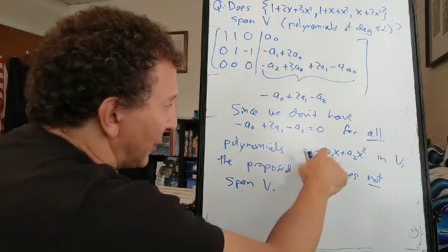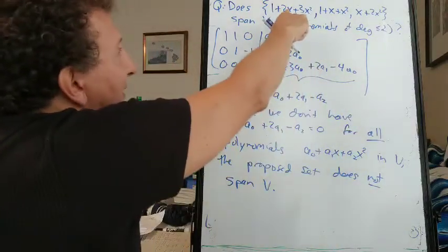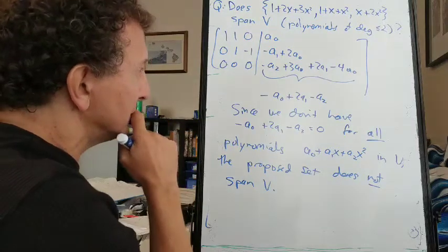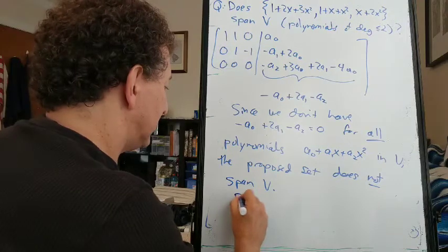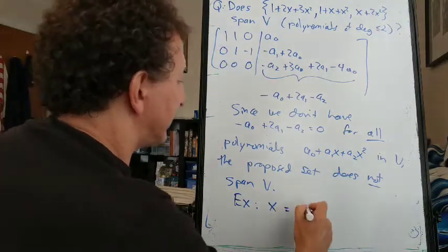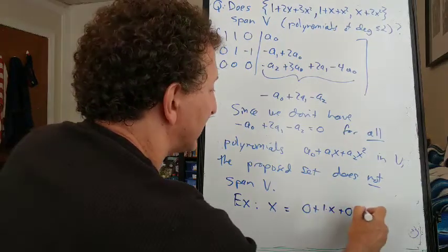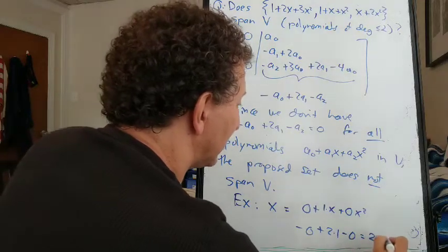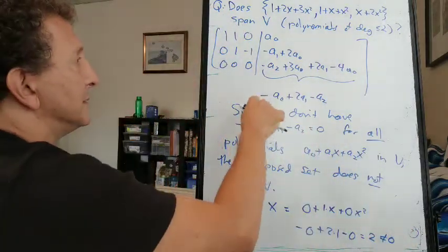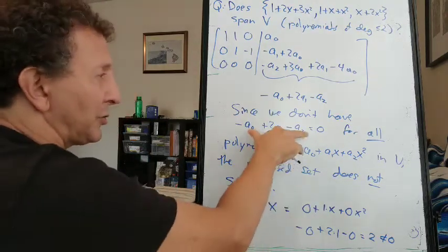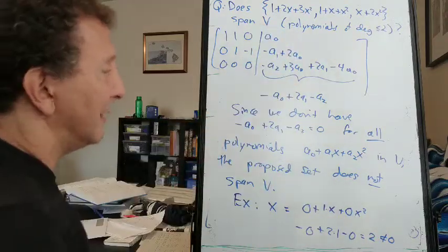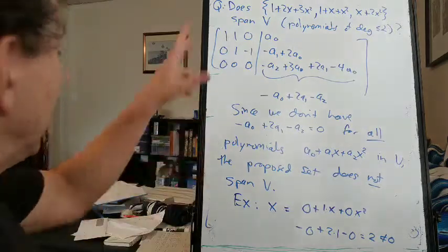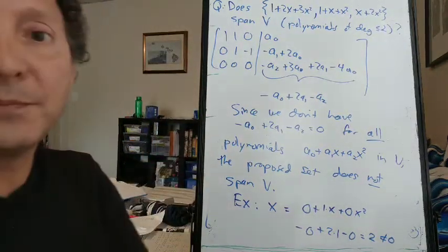So there are some polynomials, a0 plus a1x plus a2x squared, that we cannot get by taking linear combinations of these. In particular, any polynomial whose coefficients don't satisfy this. Like x. x is 0 plus 1x plus 0x squared, and the coefficients give negative 0 plus 2 times 1 minus 0 equals 2, not 0. So any polynomial whose coefficients don't satisfy this equation isn't going to be expressible as a linear combination of those three. So again, that proposed set is not a spanning set for V. We can't express all polynomials as linear combinations of those three polynomials. The end.